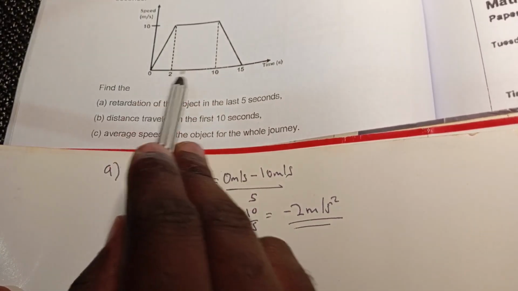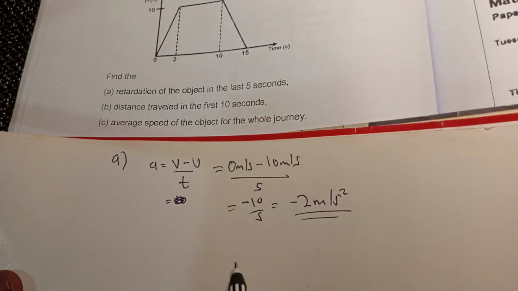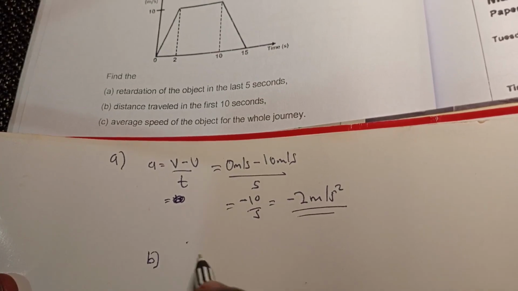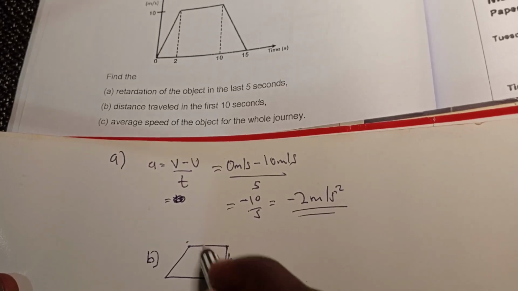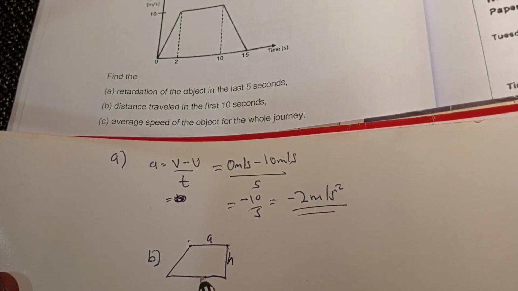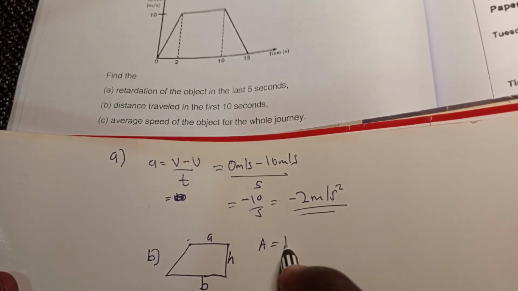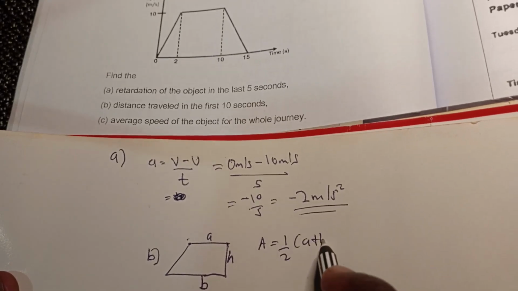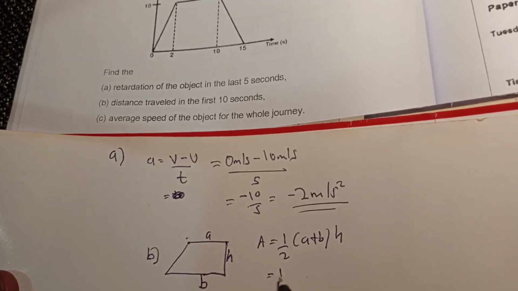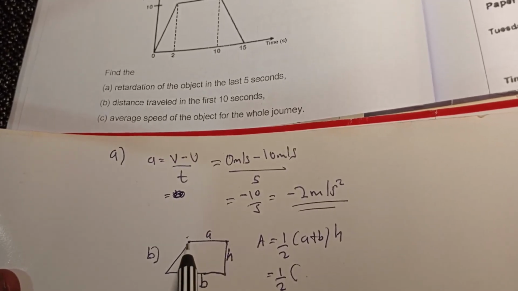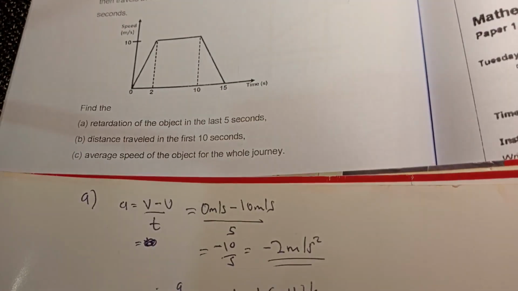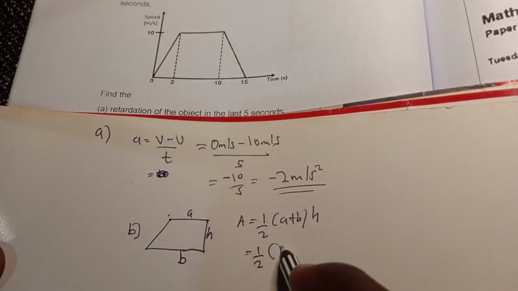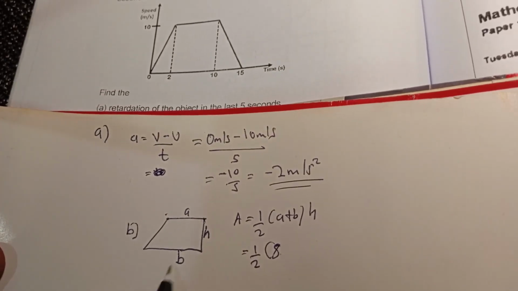The distance traveled in the first 10 seconds. Okay. So this is a trapezium. So question B, if you have a trapezium like this, so this is the height, this is A, and this is B. And we can use the formula area is equal to half (A plus B) times H. So half A is this distance. So the distance, this one, you say 10 minus 2, that will give you 8. Okay, so write 8.